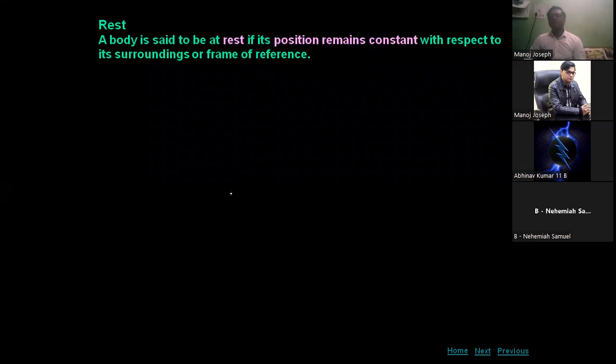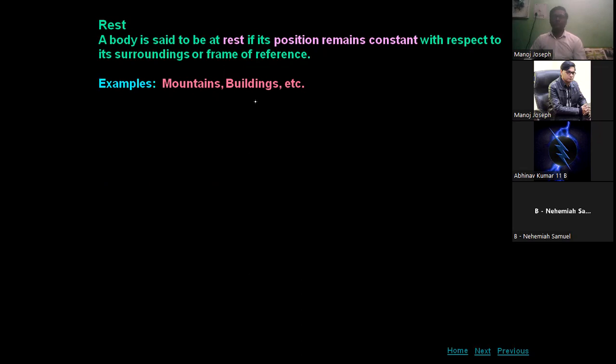So rest: a body is said to be at rest if its position remains constant. So initially the observer was observing that the ball and the car were at rest because there was no change in the position. So we can say a body is said to be at rest if its position remains constant, or there is no change in the position with respect to its surrounding or frame of reference with the passing of time. Rest is a condition. For example, mountains, buildings, etc. We can give the example of rest as a school building is at rest with respect to the surrounding.